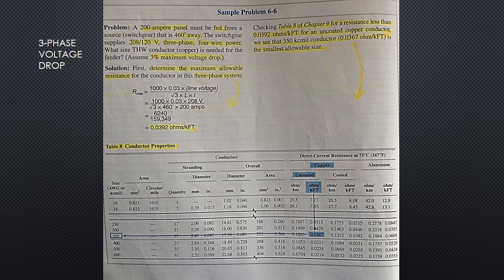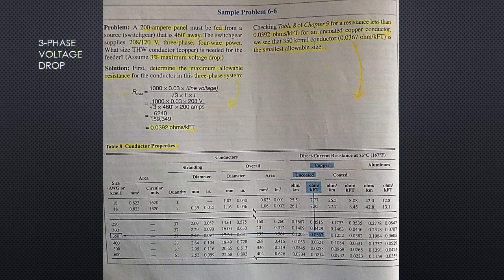So for the solution, first determine the maximum allowable resistance for the conductor in this three-phase system. For that, we use the formula R max equals 1000 times 0.03 times the line voltage, all divided by the square root of 3 times the length times current. Plug in all of the known values. In this case, all of them are known. We get 6240 divided by 159,349, or 0.0392 ohms per 1000 feet.